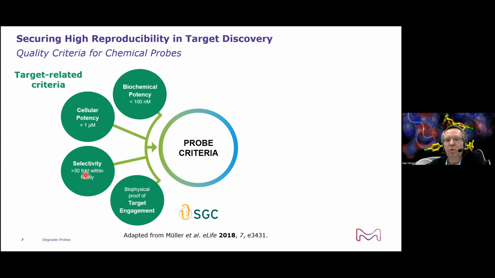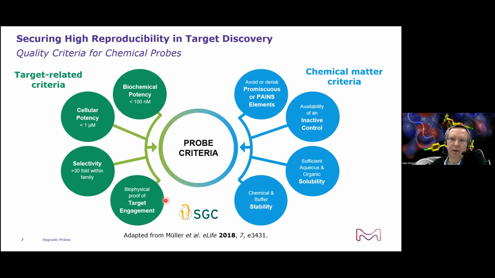Selectivity of 30-fold within the family is a recommendation. And a second really important element is to show that you actually directly engage the target, for example, by biophysical means. The second part of the quality criteria are more in the chemical matter category.